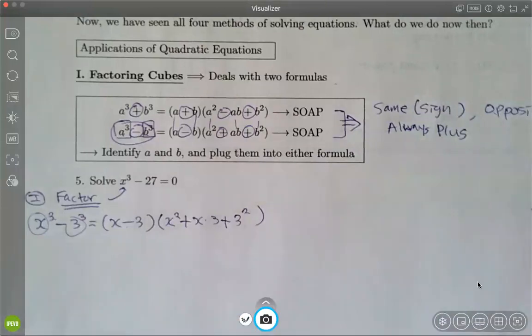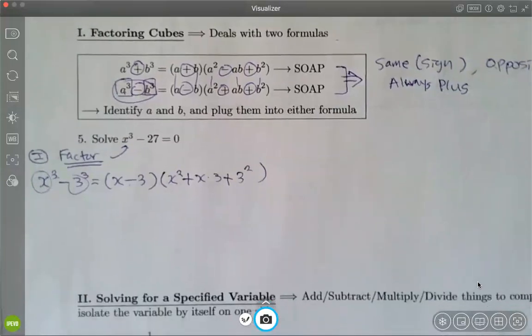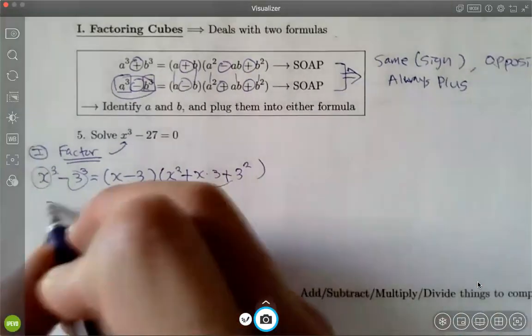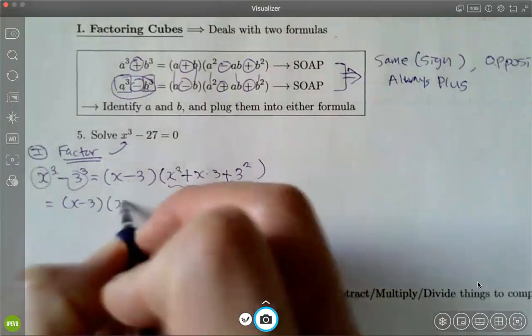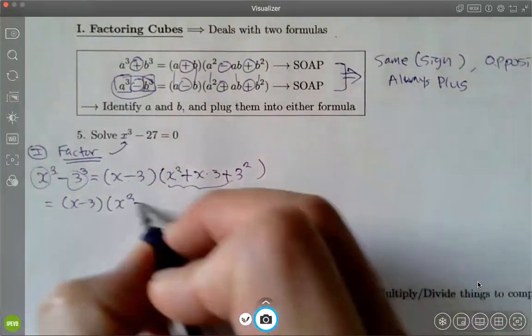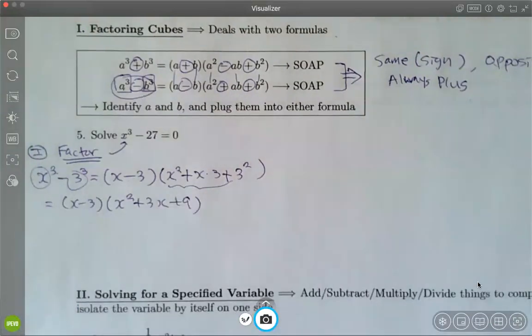Notice that we can clean things up inside the second factor. We can rewrite it as x times 3, which is the same thing as 3x, and then 3 squared is 9. So we have x minus 3 times x squared plus 3x plus 9.